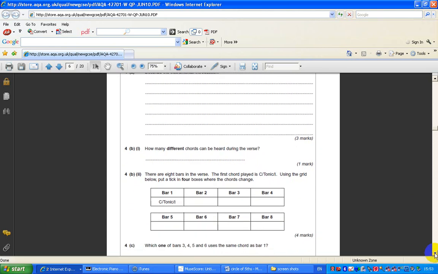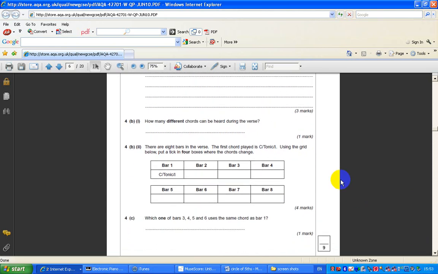Then question 4b, there are 8 bars in the verse. The first chord played is the tonic or the C chord, so we're in the key of C, and then using the grid you have to put a tick in 4 boxes where the chords change. So in other words, where they change from a C chord. So we know that C chord's played. Is the C chord played again in bar 2, or is it a different chord? If it's a different chord, you tick bar 2, and you go through like that.